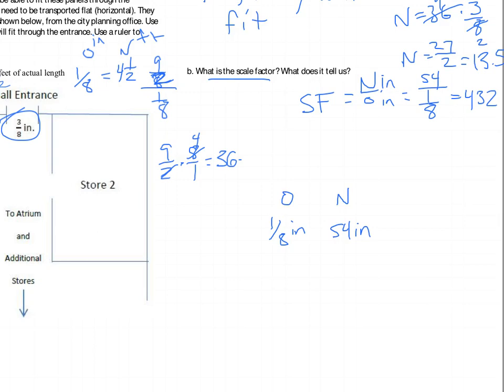That goes back to what we were talking about previously, that the scale factor itself tells us exactly how many times larger it is. So what does it tell us? It tells us that the mall is 432 times larger than the drawing.